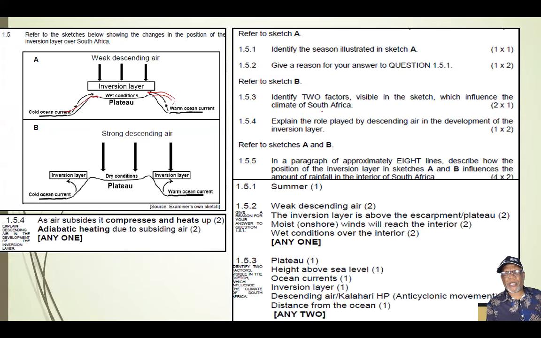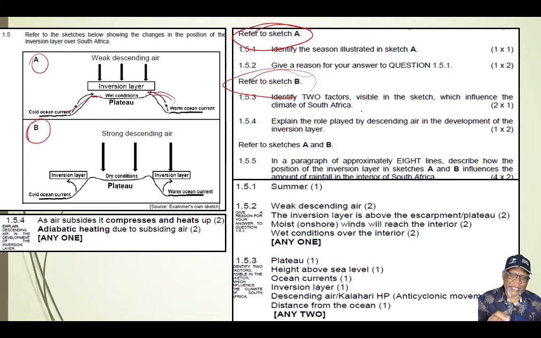And then the next question, identify two factors visible in the sketch which influence the climate of South Africa. So you just look at sketch B. It's very important that you read these leading questions. Refer to sketch B, refer to sketch A. Make sure that you read your leading statements, because they are going to show you what is expected of you. They say, identify two factors visible in the sketch which influence the climate of South Africa.